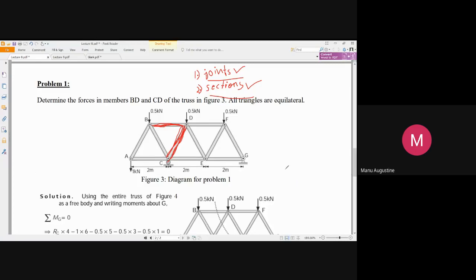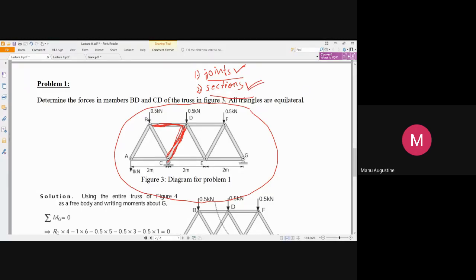Okay, so we were discussing how to determine, if a problem of truss is given, whether it is better to use the method of joints to solve it or it is better to use the method of sections to solve it.